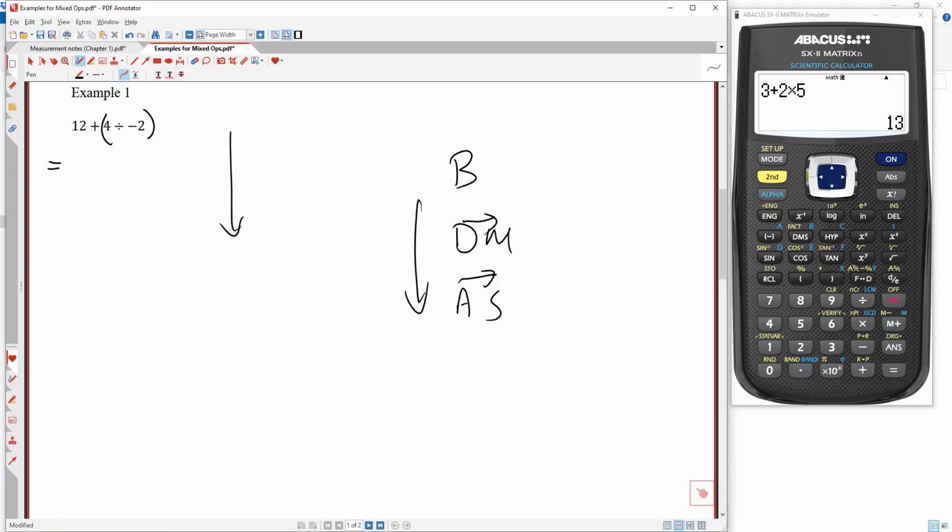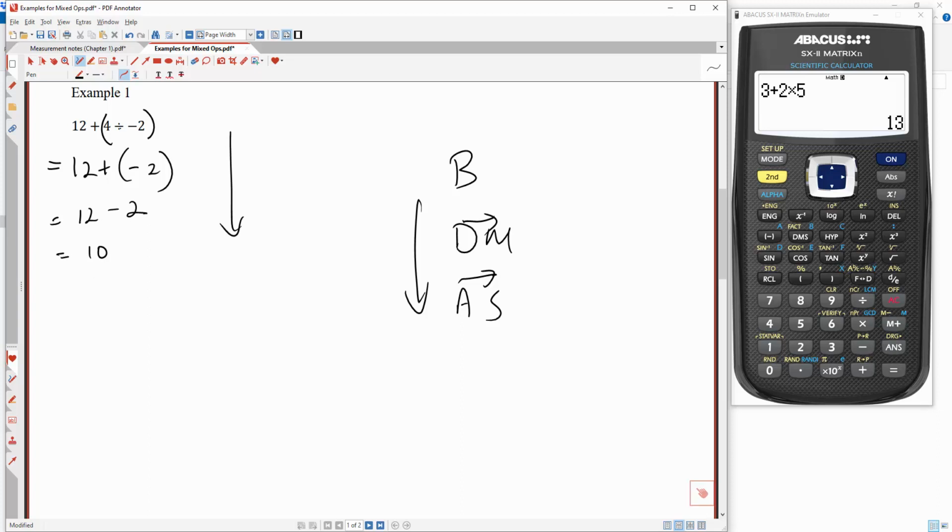Alright, so we've got a positive 4 divided by a -2, so we're going to do 12 plus, and the result of this is going to be a negative, and 2 goes into 4 2 times. So this is 12, and we're going to add -2. When we add a negative, that's the same as subtracting. So it's 12, take away 2, and that is going to be 10.